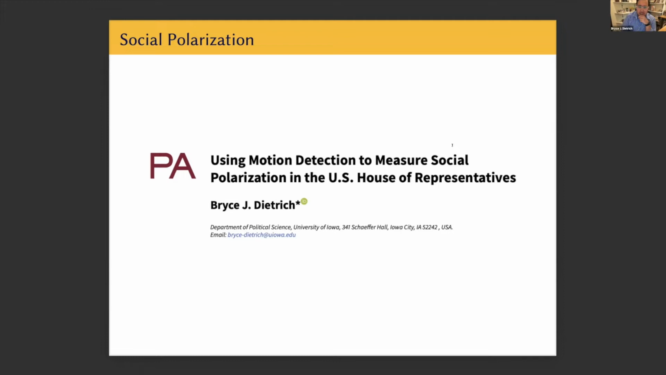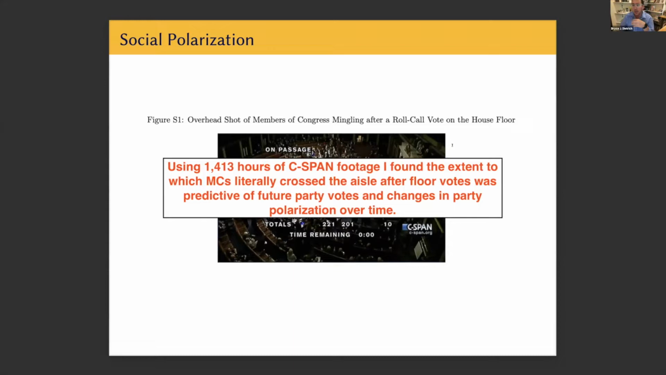1,400 hours of C-SPAN footage that occurred between floor votes in the House of Representatives. And ultimately I found that when members of Congress literally cross the aisle, i.e. move from one side of the floor to the other, that it's indicative of future party votes on that day. And if you were to aggregate that measure over the course of a Congress, that is actually highly correlated with party polarization over time.